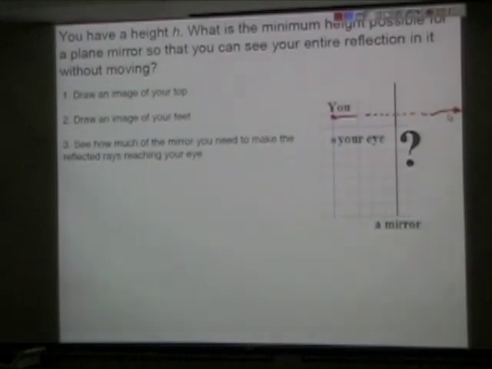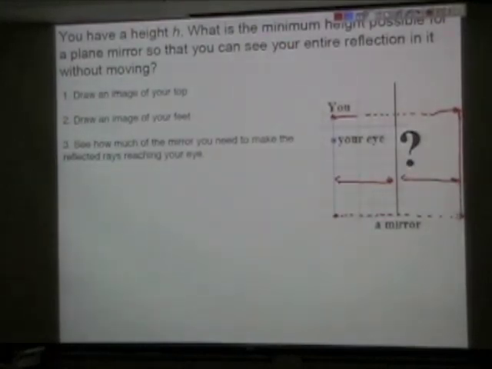Where is the image of your feet? Well, the same thing. Somewhere here, at the same distance. The distance from the object to the mirror equals the distance from the image to the mirror, or the plane mirror. So we don't have to always use the law of reflection. We can use the fact that the image is symmetrical. Now, so this is your image.